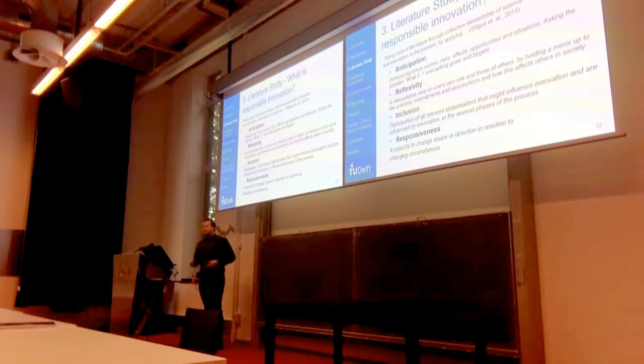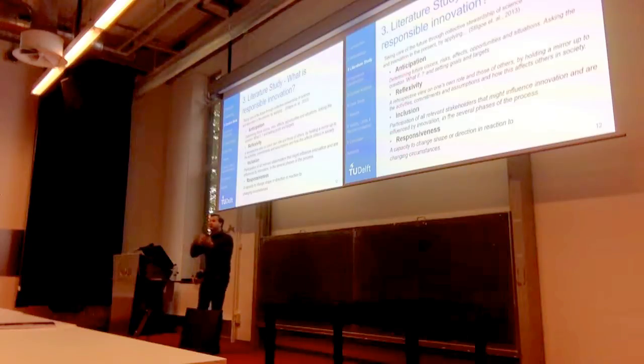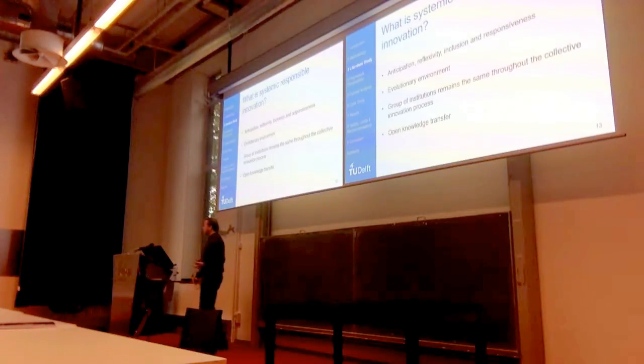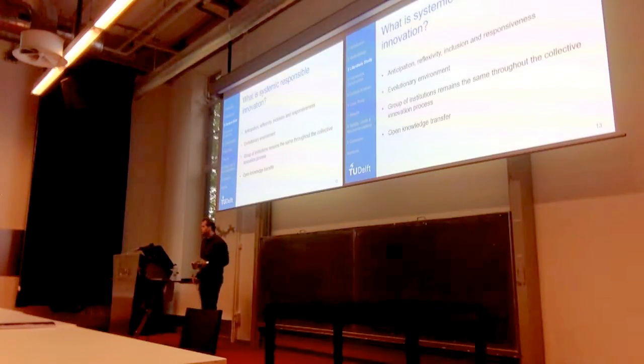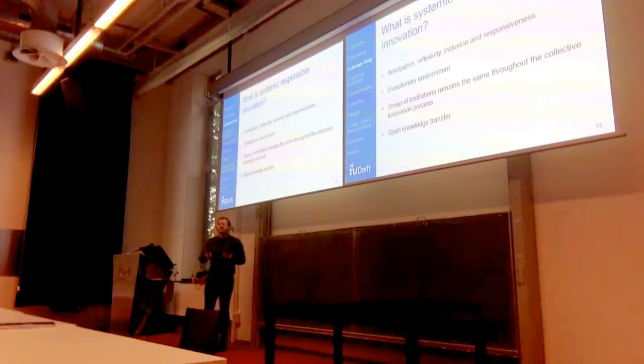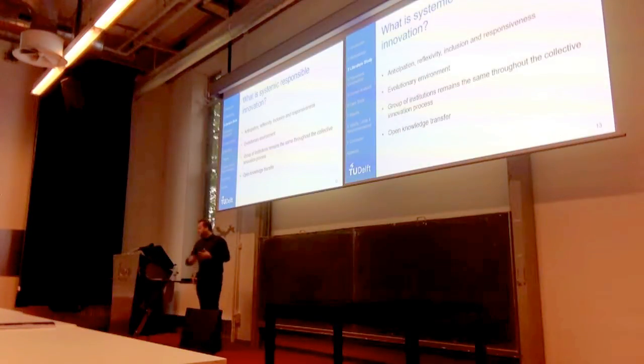Now, in trying to find the connections to what this means in a systemic environment, I went through the literature and I found a certain set of characteristics that an innovation system needs to have before it can become responsible, which was those 4 dimensions I mentioned just now, applied in an evolutionary environment where the group of institutions remains the same throughout the process, and open knowledge transfer is accounted for or can be done.